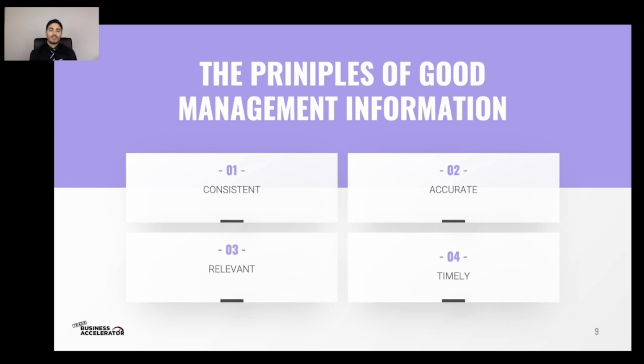Secondly, it needs to be accurate. It's very important that the information that you're basing your management decisions on is accurate. This seems like a relatively obvious thing to say, but it's important that you know and understand that if you have inaccurate management information, it's essentially useless. It has to be accurate.